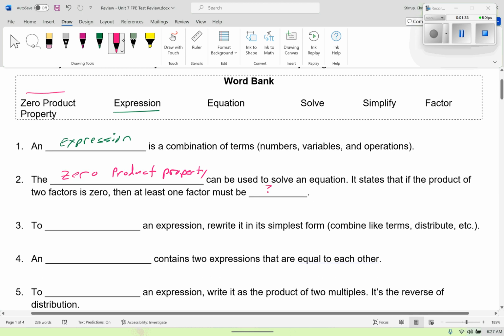To blank an expression, rewrite it in simplest form, combine like terms, distribute, etc. To simplify. Okay. And a blank contains two expressions that are equal to each other, an equation.